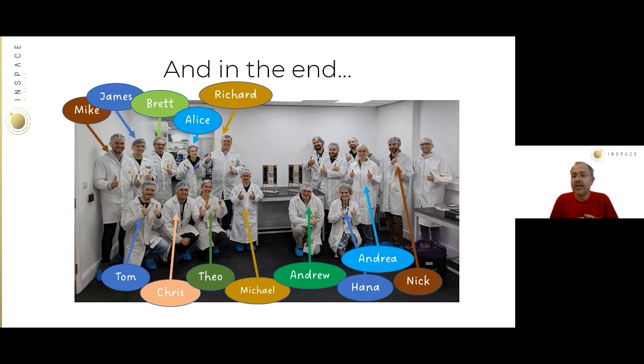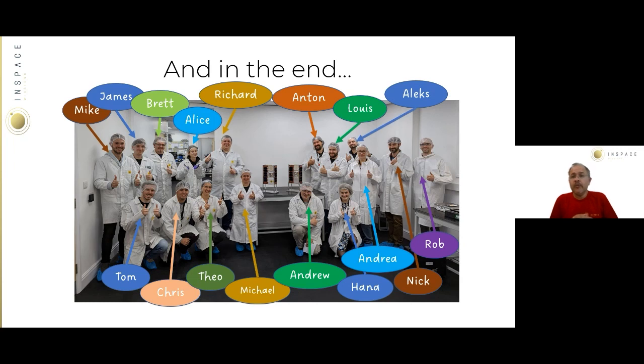We have Theo and Hannah, who are operations engineers. You have Andrea and Nick who are in finance. You have Rob who's a mechanical engineer. You have Michael who's in charge of sales. And it takes a whole lot of people working really hard, but they come together to make something that is really cool at the end. And that is how a satellite gets made.